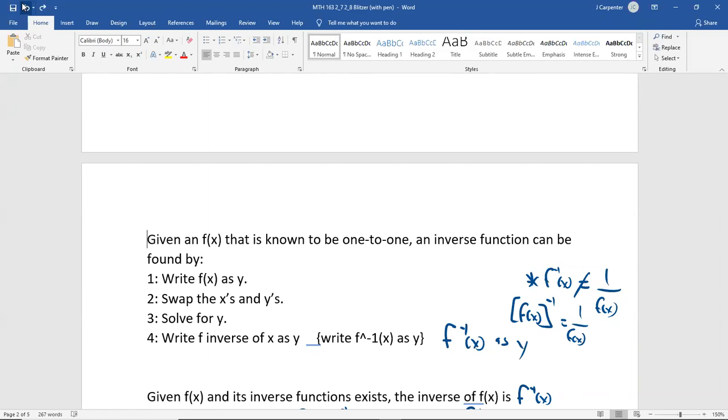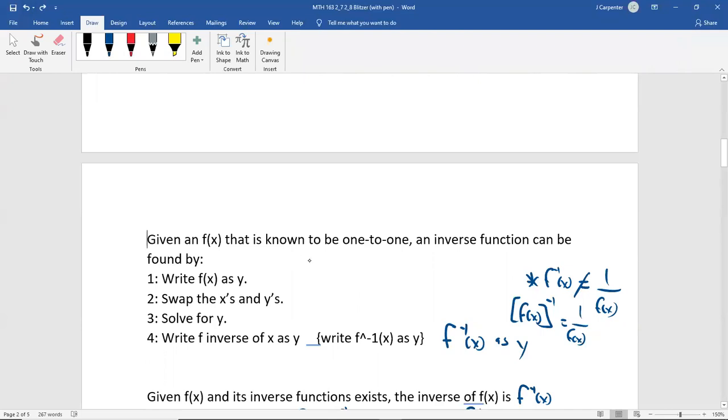So those steps were, change your f of x to a y, and that's just to make things a little simpler in the next couple steps. Then you swap the x's and y's, which means anywhere you saw an x, you rewrite it as y. Anywhere you saw a y, you rewrite it as x. Then you'll have a brand new equation that you'll solve for y. And then once you do that, you're basically done, but you have to use this notation, this f inverse of x, you have to replace it with y.